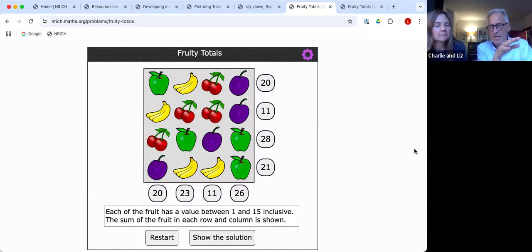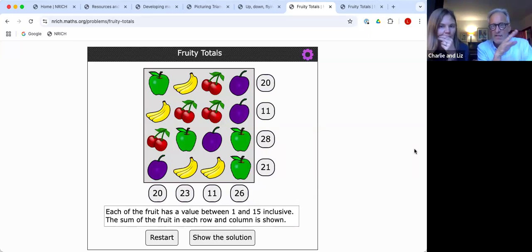And so now if I look at the bottom row, there's 1 apple and 1 plum in it. And they already add up to 13. And so the whole row is 21. If I take the apple and the plum out of that, I'm left with 8. So the 2 bananas are worth 8. And once I know the 2 bananas are worth 8, each banana is 4.